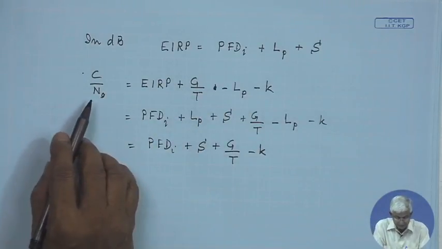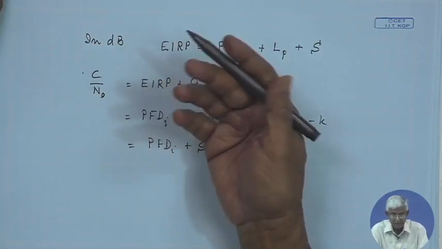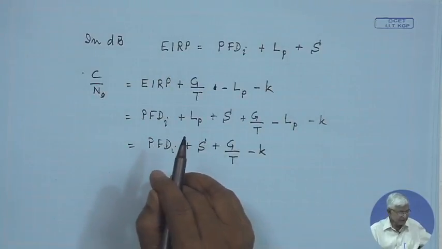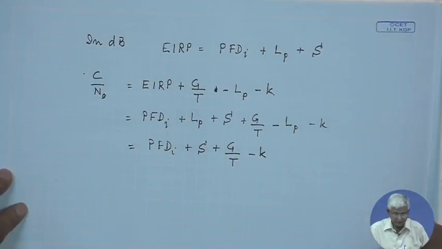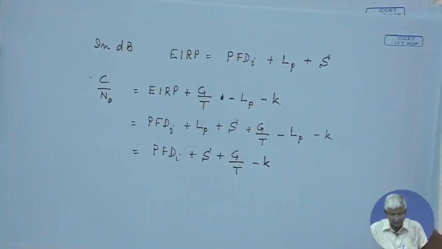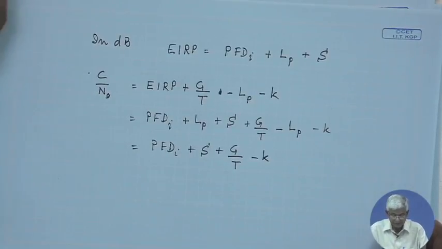Remember that we have changed it. Now, this C by N naught could be on the uplink side or on the downlink side. Now, let us try to introduce our nonlinearity again, that is, in terms of saturation power flux density and in terms of saturation EIRP. Let us try to express this.